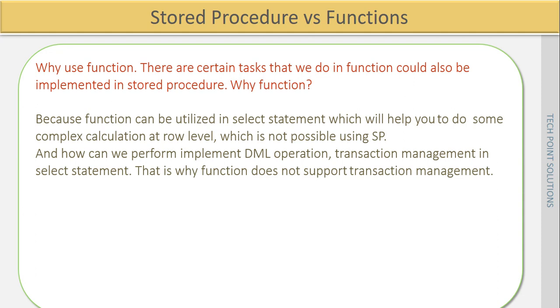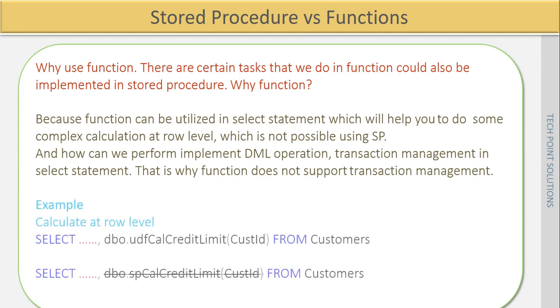And how can we perform DML operation at row level or transaction management at select statement? That is why function does not support transaction management. So this is the example of how we can calculate function at row level. So we cannot call store procedure at row level. That is why in some of the scenarios we use function.